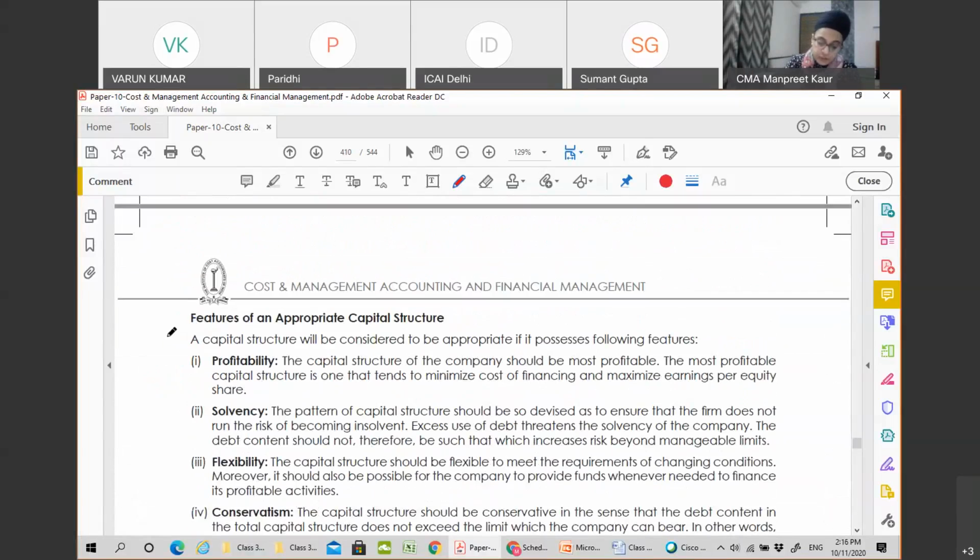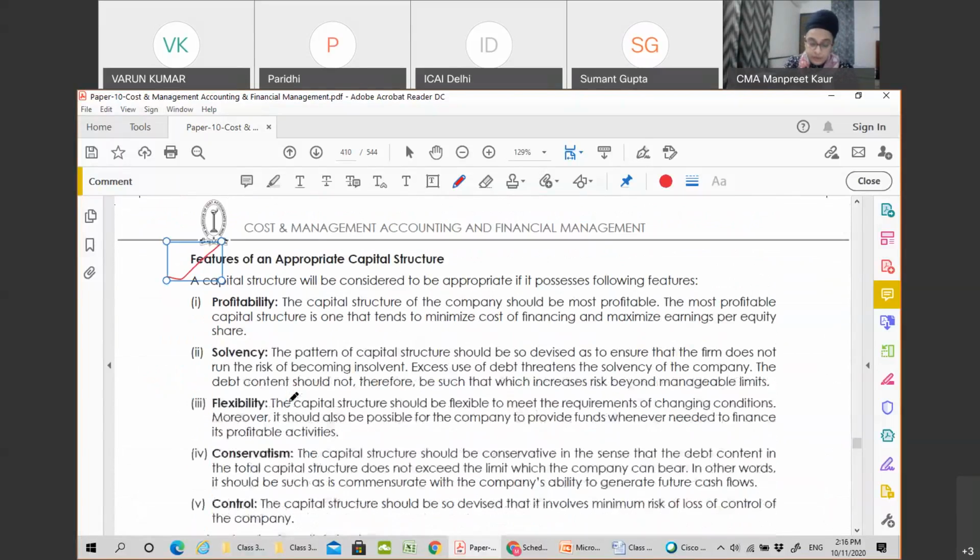Next is the features of the capital structure. First of all, the main feature is the प्रॉफिटेबिलिटी. जितना अच्छा कैपिटल स्ट्रक्चर होगा, जितनी मिनिमाइज कॉस्ट ऑफ फाइनेंसिंग होगी, मैक्सिमाइज अर्निंग पर शेयर होगा, ऑटोमेटिकली कंपनी इज इन प्रॉफिटेबल पोजीशन. सॉल्वेंसी. कैपिटल स्ट्रक्चर इस तरह से इंश्योर होना चाहिए दैट देयर इज नो रिस्क ऑफ बिकमिंग इंसॉल्वेंट. बिकॉज अगर हमारे डेट एक्सेस में हो जाएंगे, then it threatens the solvency of the company.